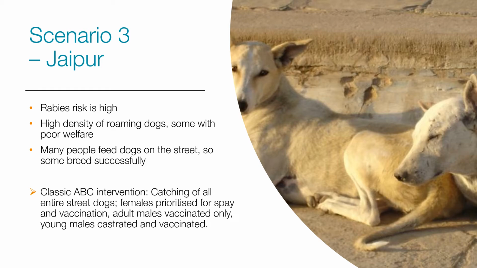Females are prioritised for spaying and vaccination, adult males are vaccinated only, and young males are castrated and vaccinated. That is based on the assumption that the behaviour of adult males is somewhat learnt, and so castrating them may not really be worth the effort if your aim is to change their behaviour. However, young males that have not yet reached sexual maturity may well be worth castrating, because they may then not develop the sexual behaviour that can be considered a nuisance by local people. So that's why they have a difference in the castration targeting.